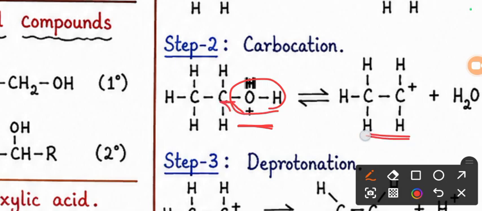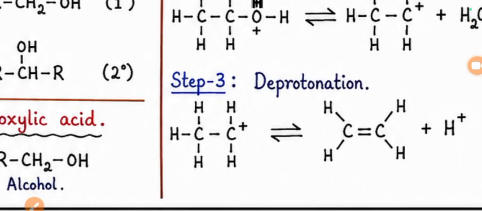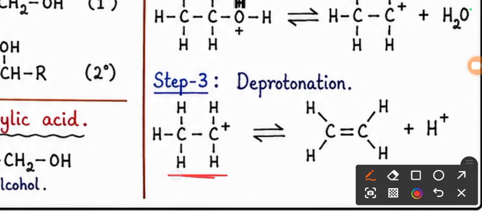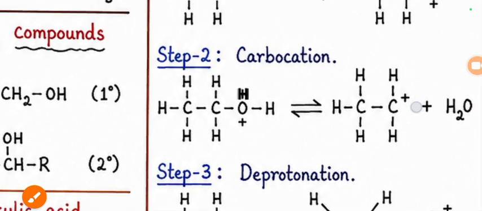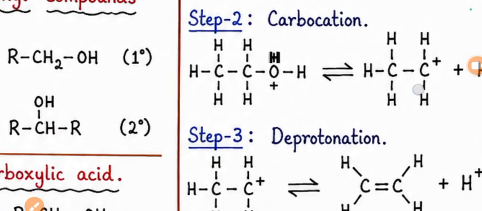So there is a formation of carbocation. In the last step, from the carbocation there is a release of one proton. From this carbocation there is a release of one hydrogen as proton and there is a conversion to ethene. So this is the mechanism of acid catalyzed dehydration of ethanol to ethene, very important for 3 marks.